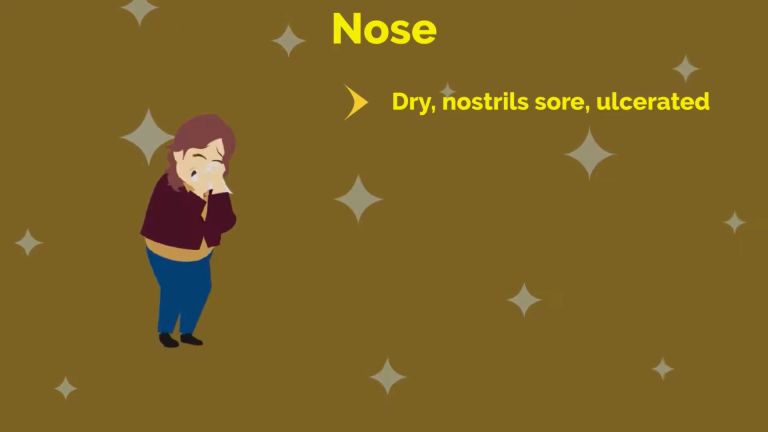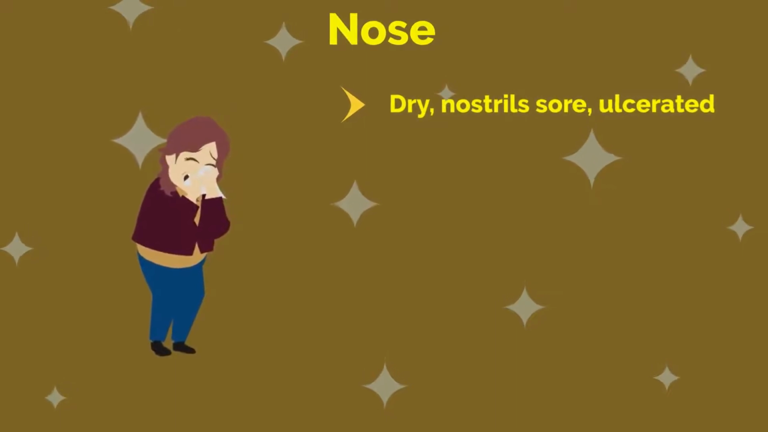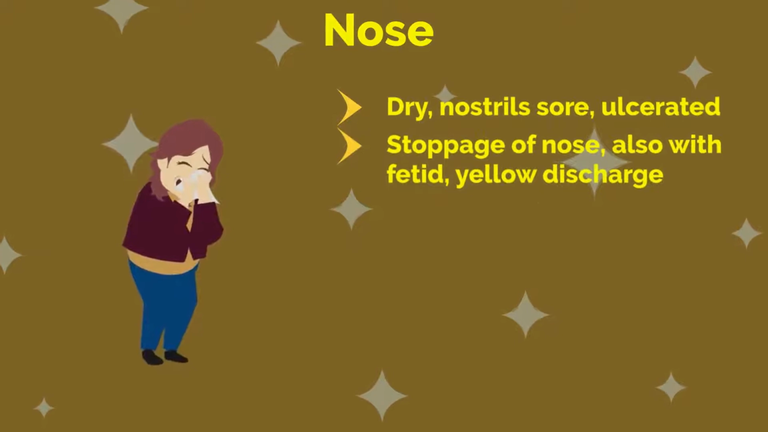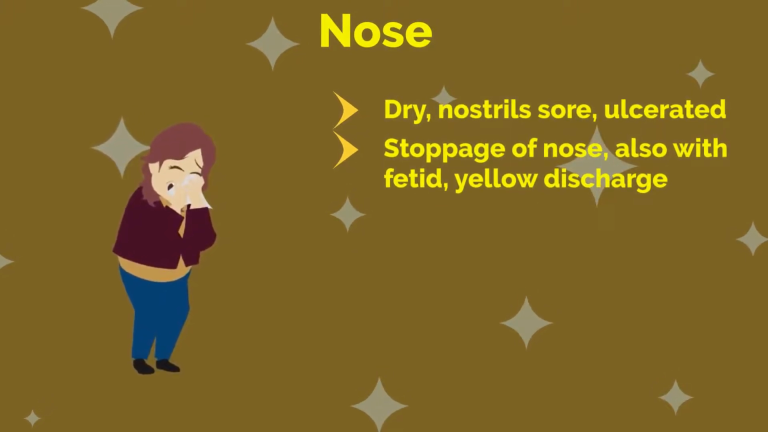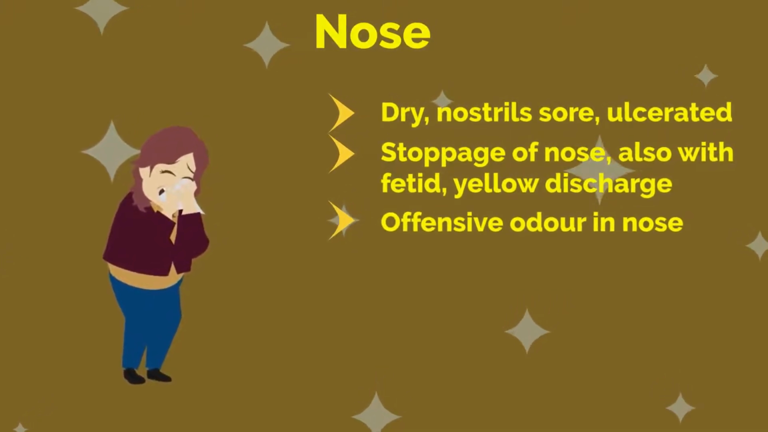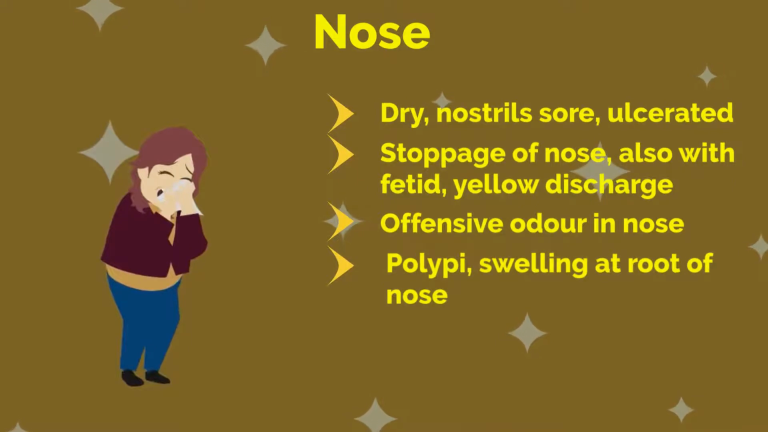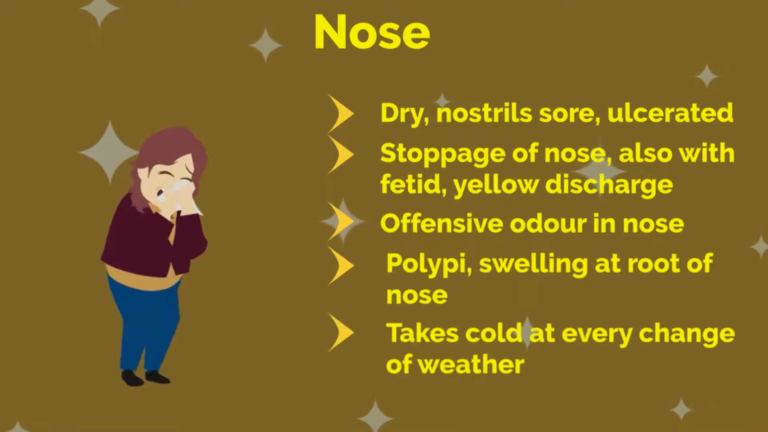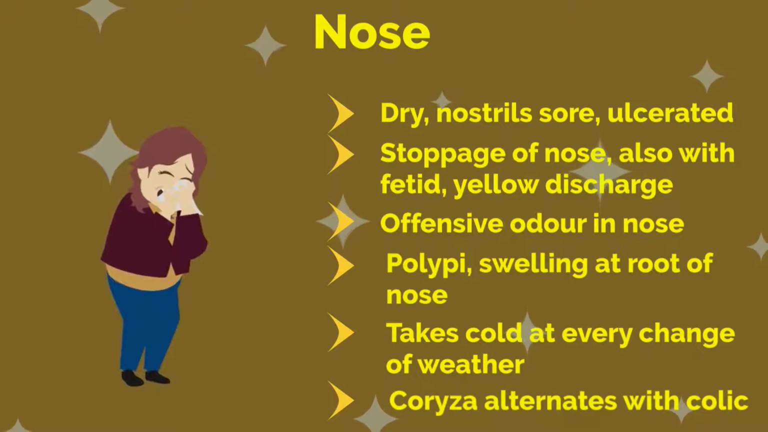In case of nasal symptoms, the nose is dry, nostrils sore, ulcerated. Stoppage of nose, also with fetid, yellow discharge. Offensive odor in nose. Polyp, swelling at root of nose. Takes cold at every change of weather. Coryza alternates with colic.